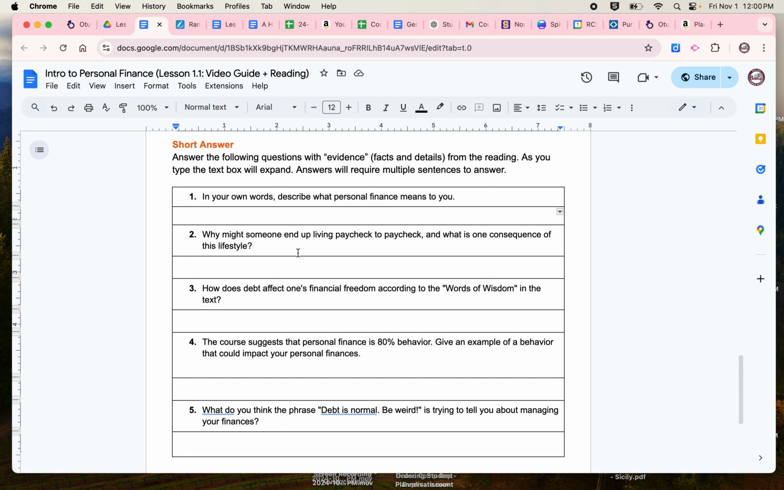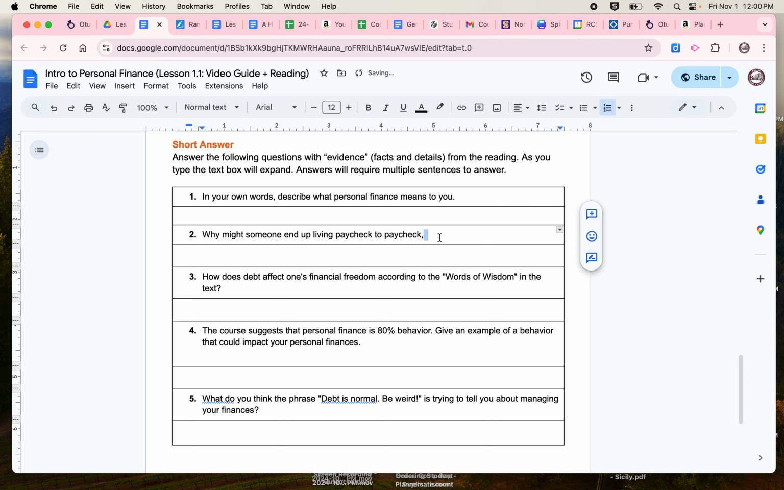Why might someone end up living paycheck to paycheck? And what is one consequence of this lifestyle? We'll just take this here and shorten it down. How does debt affect one's financial freedom according to the words of wisdom in the text? So remember the words of wisdom you wrote in your journal of gold about closing doors and the story of my cousin.